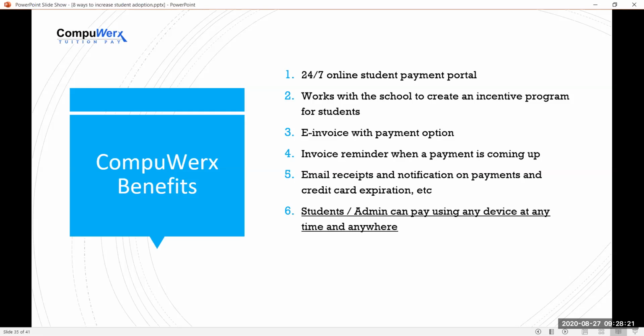We will work with the school to create any type of incentive program for your students if the school chooses to do so. E-invoice with payment options, and also e-invoice payment reminders for upcoming or overdue payments. There are email receipts and notifications on payments or any type of activities on payments or credit card expiration dates, and so on, that go to both the students and the school. The school and the student both can use the system with any type of device, anytime and anywhere.